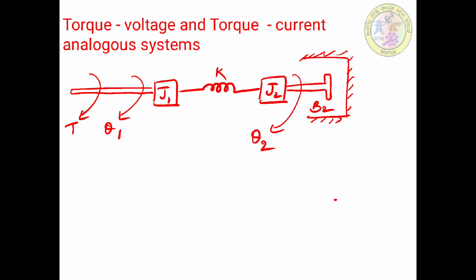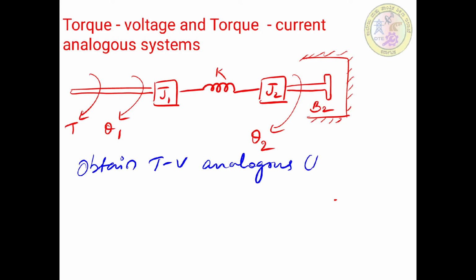Now we have to obtain the torque voltage analogy. Okay, so the given problem is to obtain the torque voltage analogous circuit. So therefore, the first step in the solution will be to write the equivalent mechanical system.